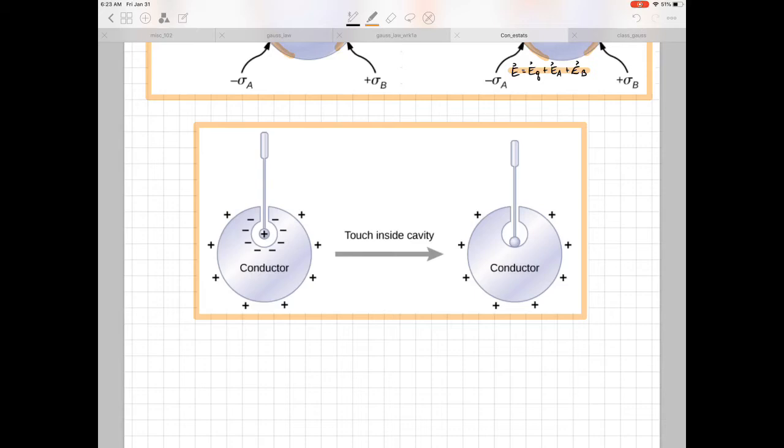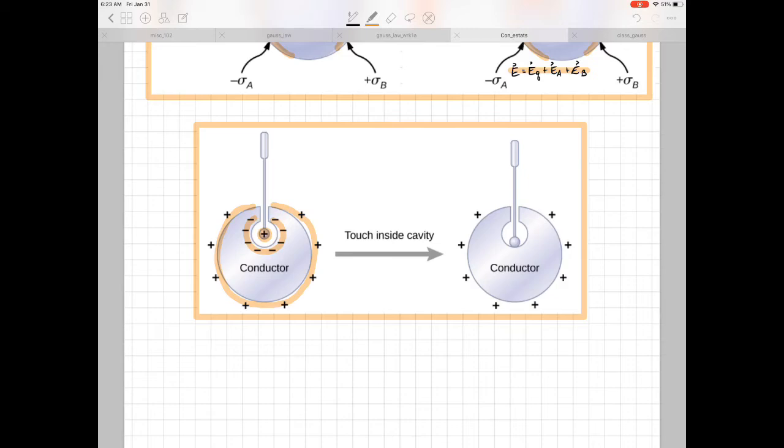I've got a positive point charge that's been placed within a cavity of a conductor. And what that does, without touching, is it polarizes the neutral conductor. So negative charge collects on the inner surface, and positive charge accumulates on the outer surface. Again, the net charge on the conductor before I make contact is zero.